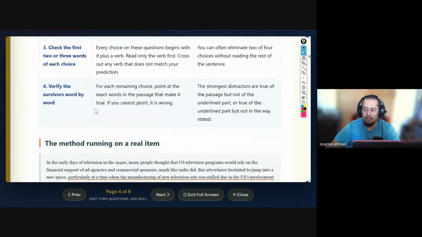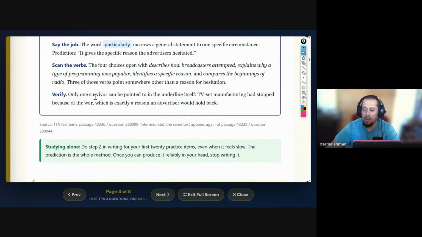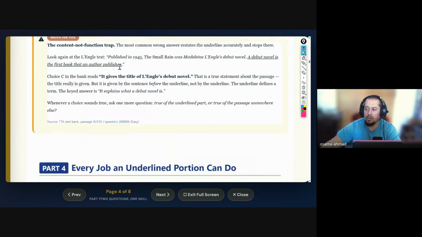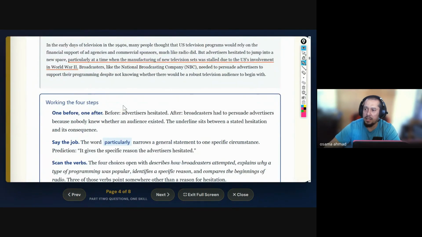Okay, يعني إيه? Here's a real example, right? Where are the answer choices? Oops. I forgot to put the answer choices here, right? But anyway, عادي. In the early days of television, 1940s, many people thought the US television programs would rely on financial support of ad agencies and commercial sponsors, much like radio did. remember في بقى دروس تانية داخلين في بعض هنا دلوقتي. انسى اللي فات، ركز على الجديد.